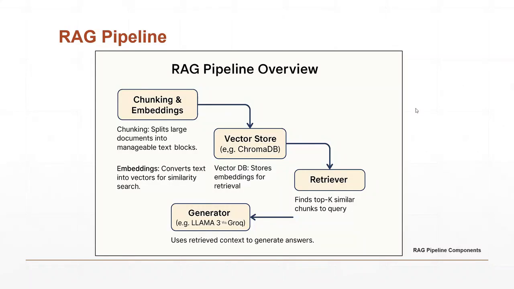You have to convert your text into chunks, then chunks into embeddings. Embeddings, you have to store in a vector store. Then you have to run your query. It will retrieve the top 5 similar chunks, and the generator will finally give you the answer.